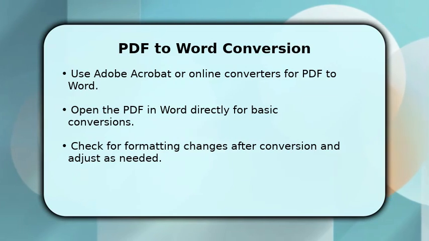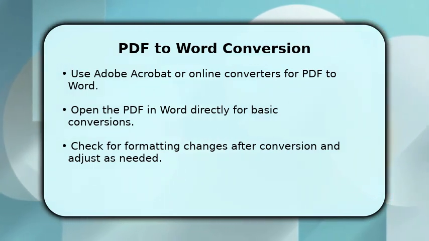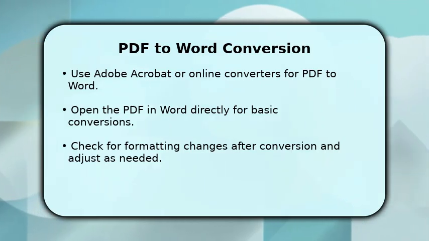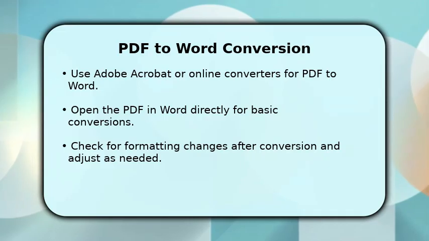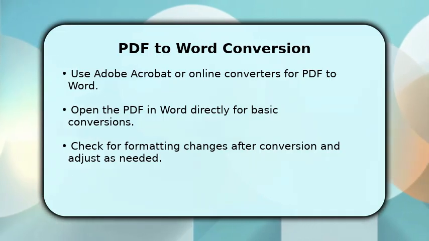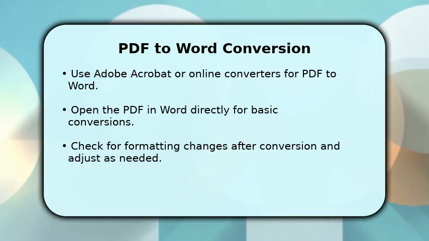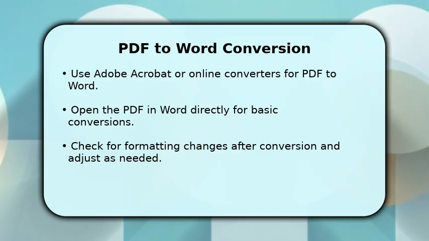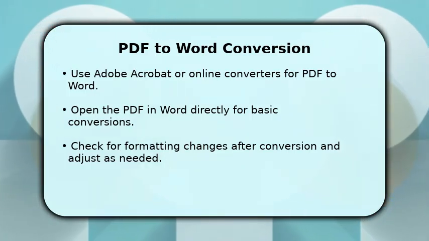Converting a PDF to Word is a common task. You can use dedicated software like Adobe Acrobat, which offers robust conversion options. Many free online tools also provide this service. Simply upload your PDF and download the Word file. For simpler PDFs, opening the file directly in Microsoft Word can sometimes work, though formatting might require minor adjustments. Always review the converted document carefully to ensure accuracy.